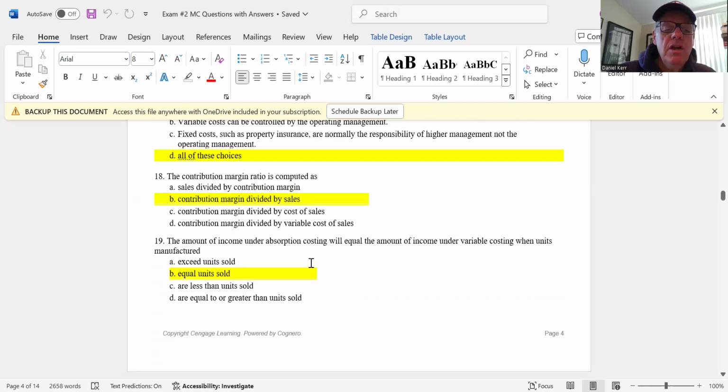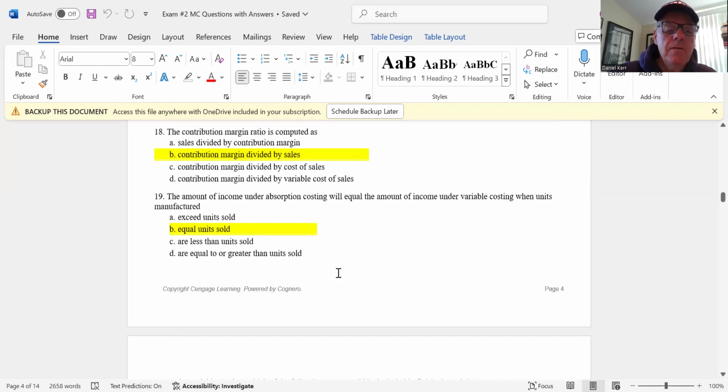19, remember my little chart here. I can see it now in my beautiful handwriting there on the whiteboard. The amount of income under absorption costing will be equal to the amount of income under variable costing when the number of units manufactured is equal to the number of units sold. If there's no change in the inventory, absorption costing and variable costing will give you the same answer because the differentiator between the two is what happens to the inventory. So the answer there is B.